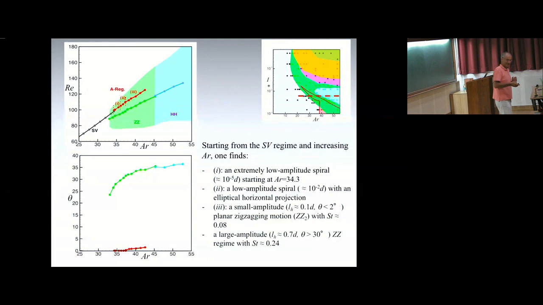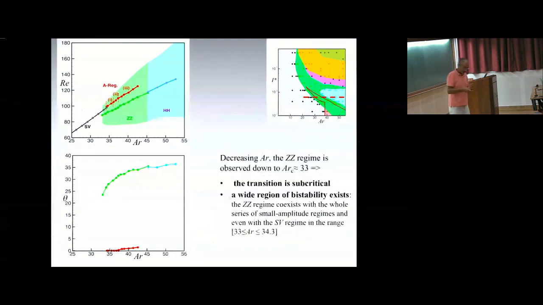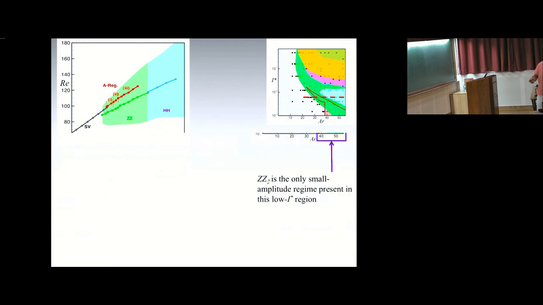subcritical bifurcation. Clearly, there is a large domain in which two states may coexist, and this is a distinctive mark of subcritical bifurcations. So there is a large region where bistability exists, as I said, and so that was the first thing we discovered when we tried to increase the Archimedes number.